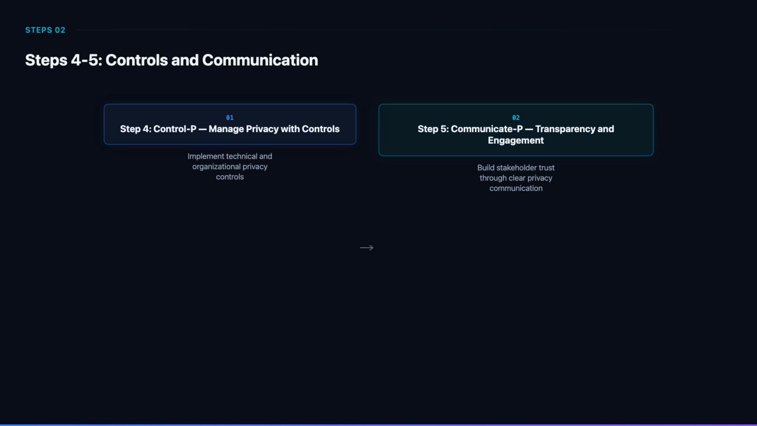Step 5 implements Communicate-P. Create clear, accessible privacy notices that explain data practices in plain language. Build mechanisms for individuals to exercise their rights, ask questions, and raise concerns. Establish breach notification procedures with defined timelines. DataTrust Solutions redesigned their privacy notices from legal jargon into layered, understandable formats.